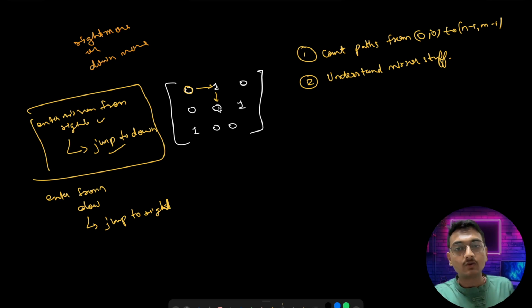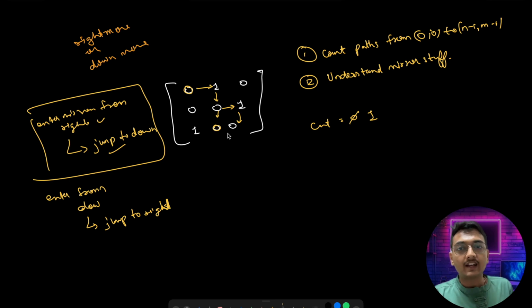Why? Because this is zero. This is a normal cell. I can move in either direction, so let me move both. Okay, first, let me try this. I'm coming from right into the mirror. What will be the case? I will directly get jumped to the last index. As soon as I reach this, I can increment my counter to 1. Super. Now let me try the down path as well.